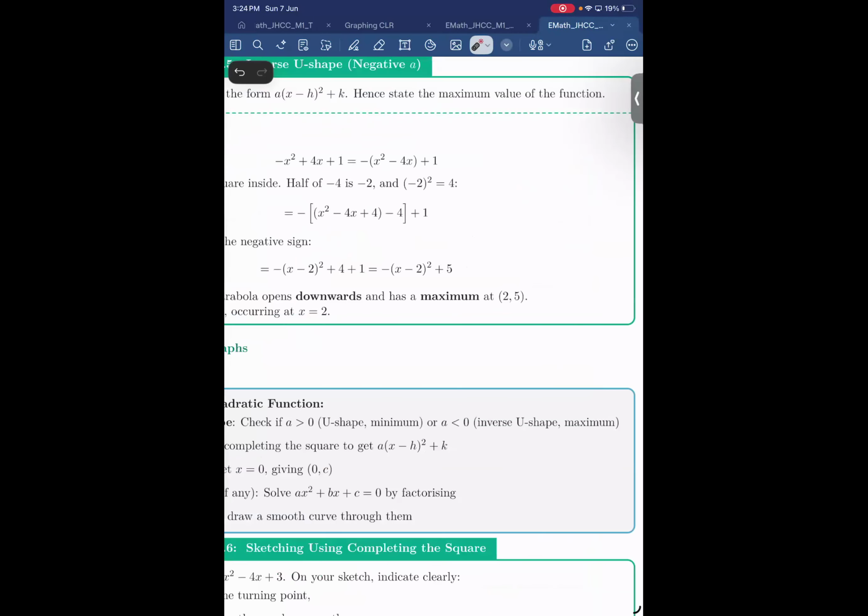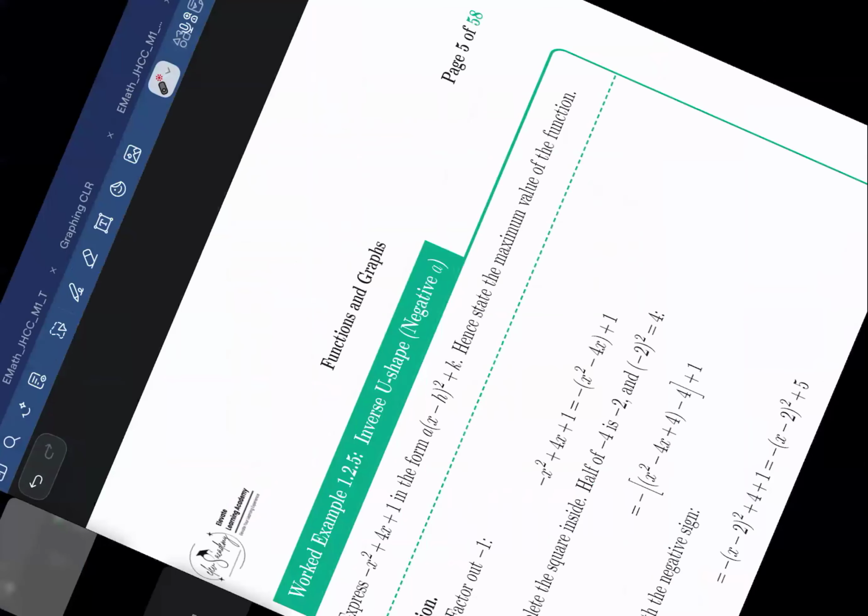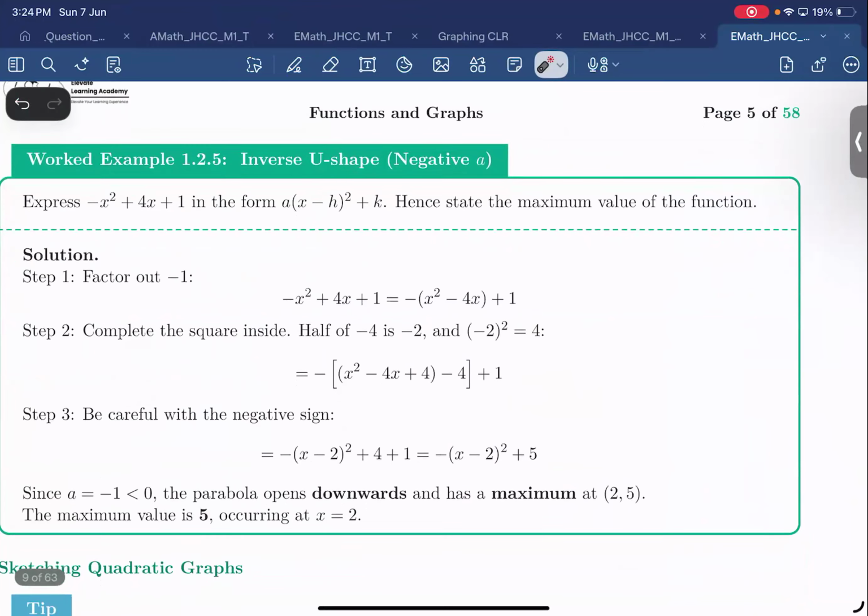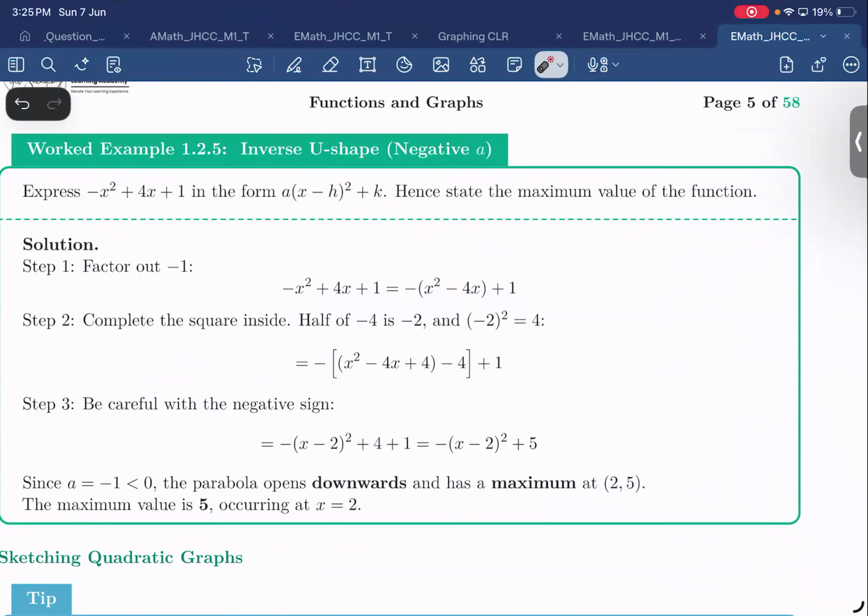This one is when there is a negative value in front, a negative coefficient. So if it's negative, it means it's a maximum point. Then we can do the same thing. If the coefficient is not 1, then you have to factorize. So you factorize the x squared and x term.